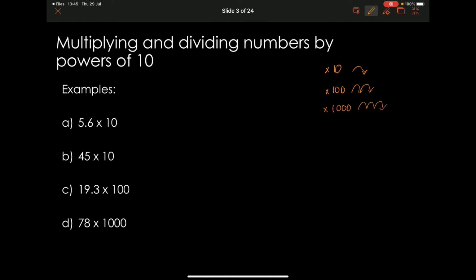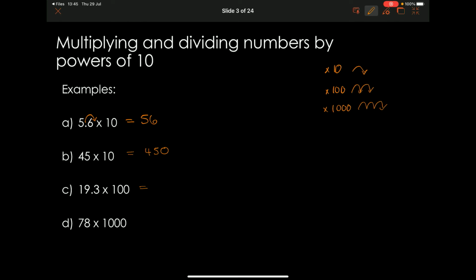Okay, if you've had a go at those, 5.6 times 10, that's got a decimal point in it, so we just move it one place this way, and it gives us 56. 45 times 10, that doesn't have a decimal point in it, so we just add a 0, giving us 450.